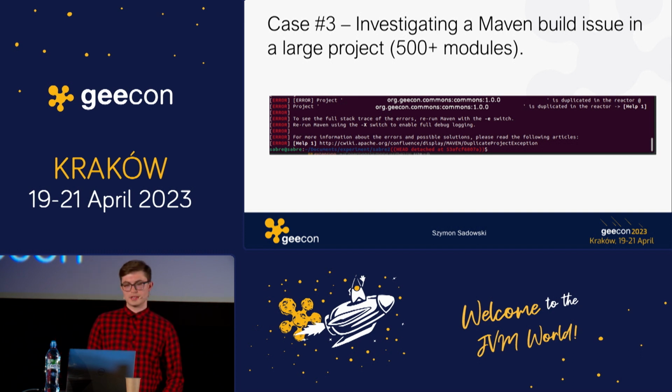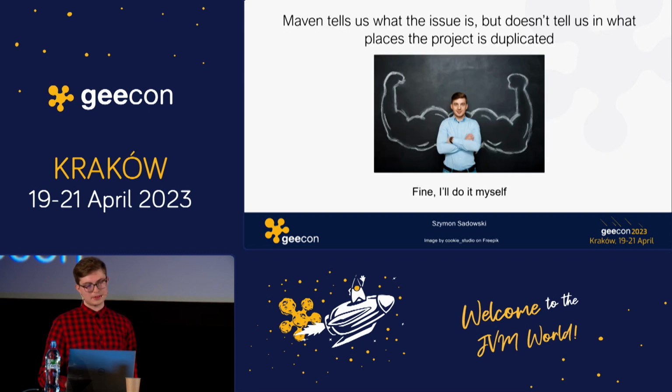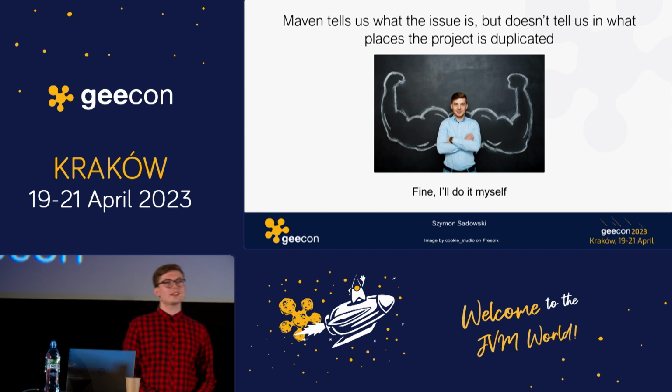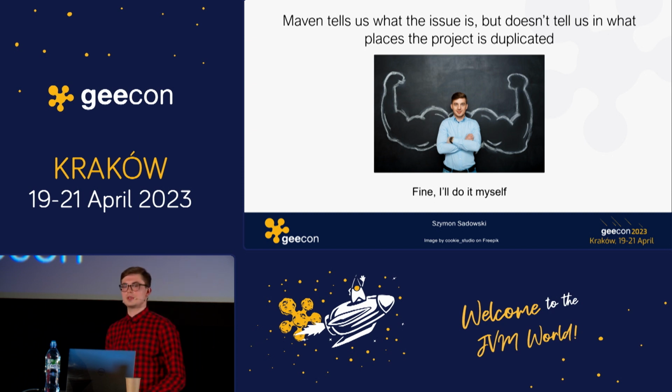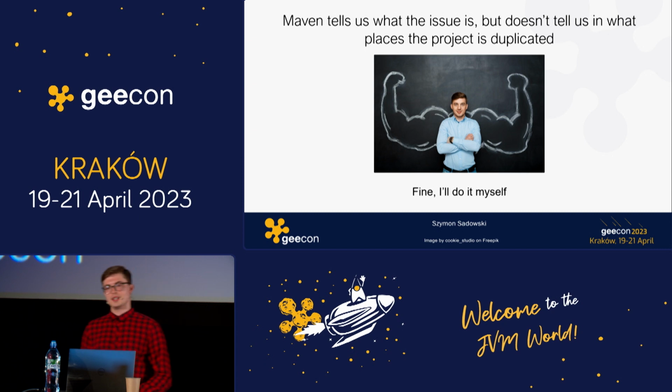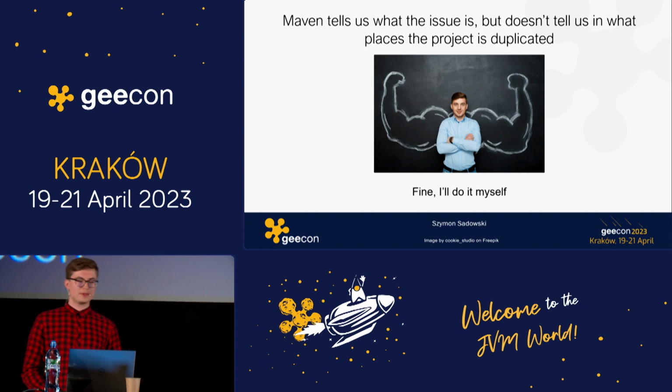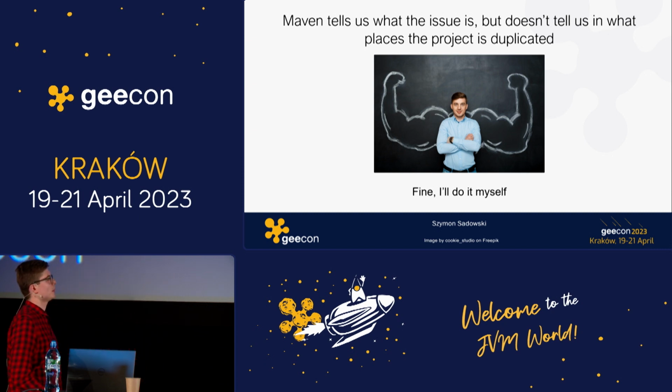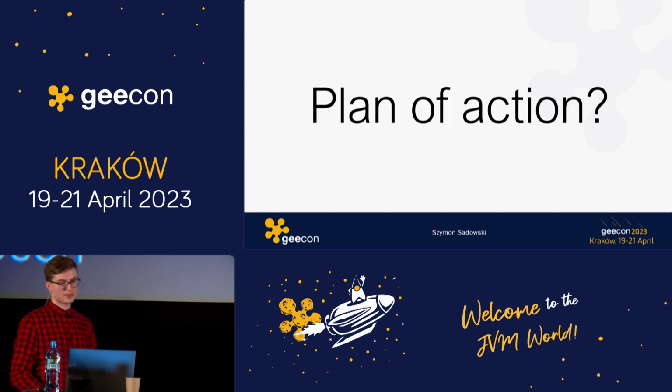So, it's fine that Maven tells us what the issue is, but actually the problem is that it doesn't tell us in what places the project is duplicated. If it did, then we could directly go ahead and solve the issue. So if Maven doesn't tell us this, then we can actually do it for ourselves.